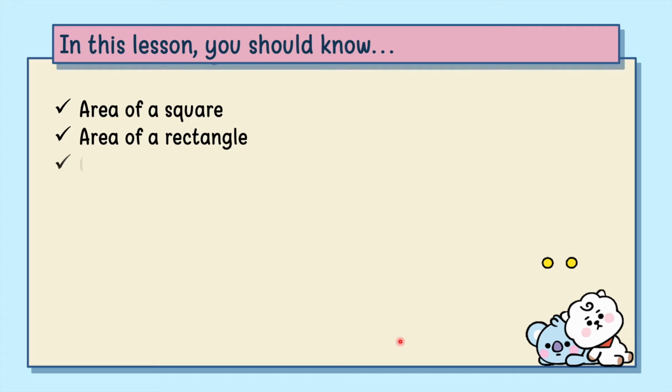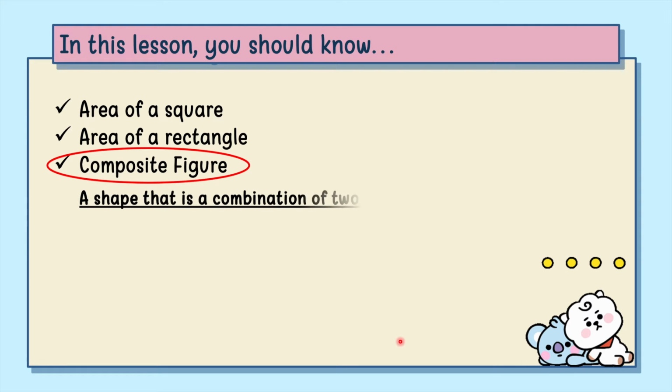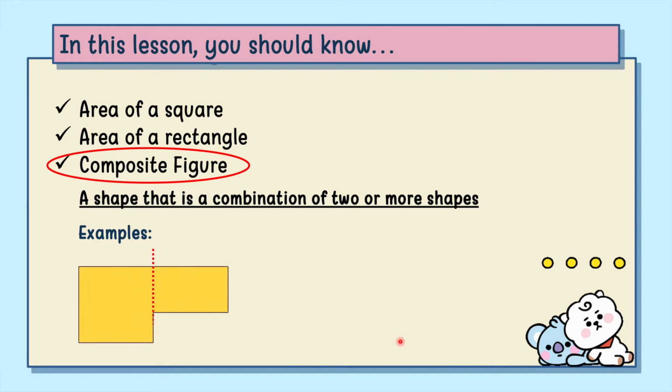So the next one, you need to know the composite figure. Do you remember what a composite figure is? A composite figure is a shape that is a combination of two or more shapes. For example, here I have this shape, and I can call it a composite figure. Why? Because if I divide it into 2, I can see that there is a square and also a rectangle.